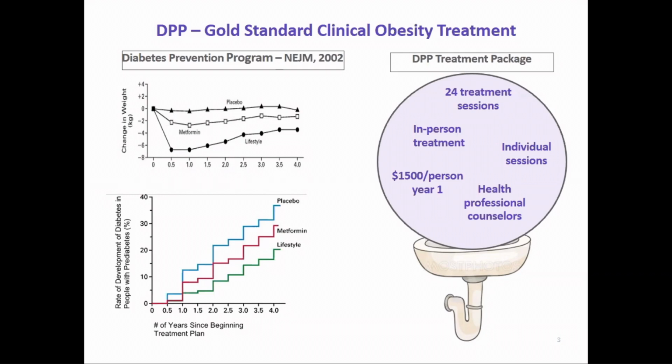So over time, we've tweaked these components a bit. Now it tends more often to be offered in group. We now have lay counselors or trained YMCA staff trained by the CDC offering this treatment. The cost has come down. It tends to be under $500. And the most recent thing, which is very important, is that we're finally starting to offer it remotely, occasionally. So if we could go to the next slide.